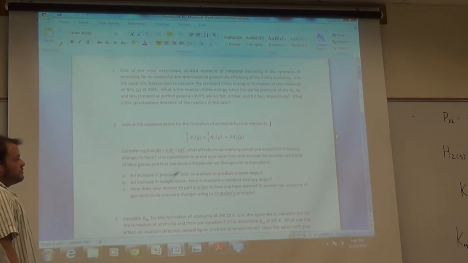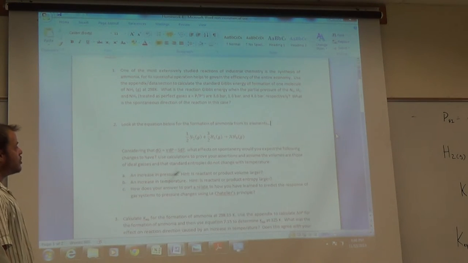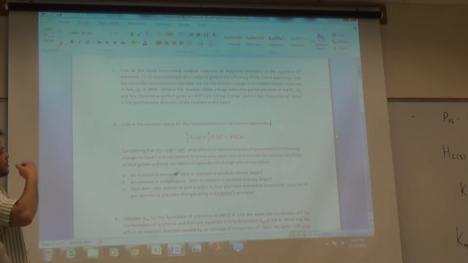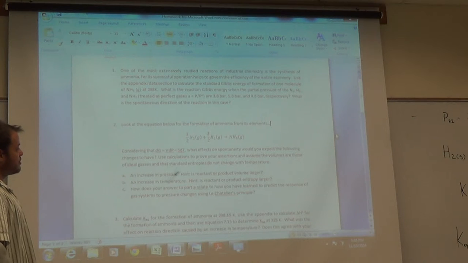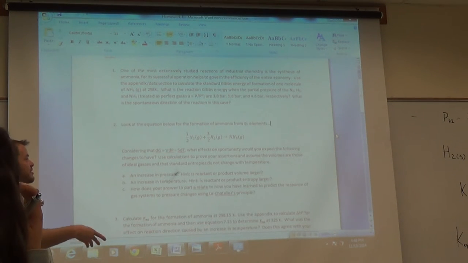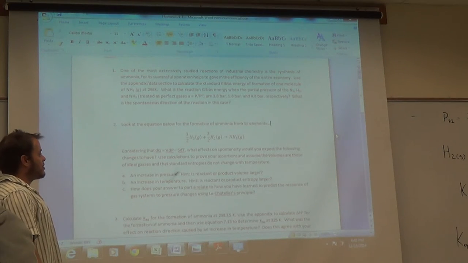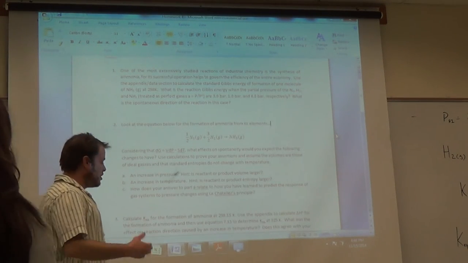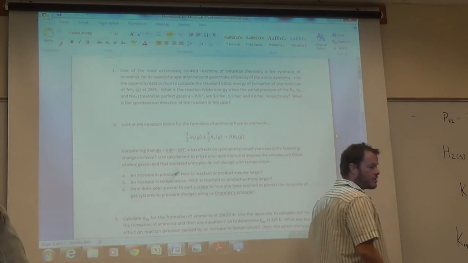For this one here, I just asked you to look at the reaction in terms of the volumes and the entropies, and to predict how this reaction is going to respond to changes in temperature or changes in pressure, right? So you should be able to look at the relative volumes of the products and reactants and the relative entropies of the products and reactants, and predict from the equation how it is going to respond to those changes in condition.